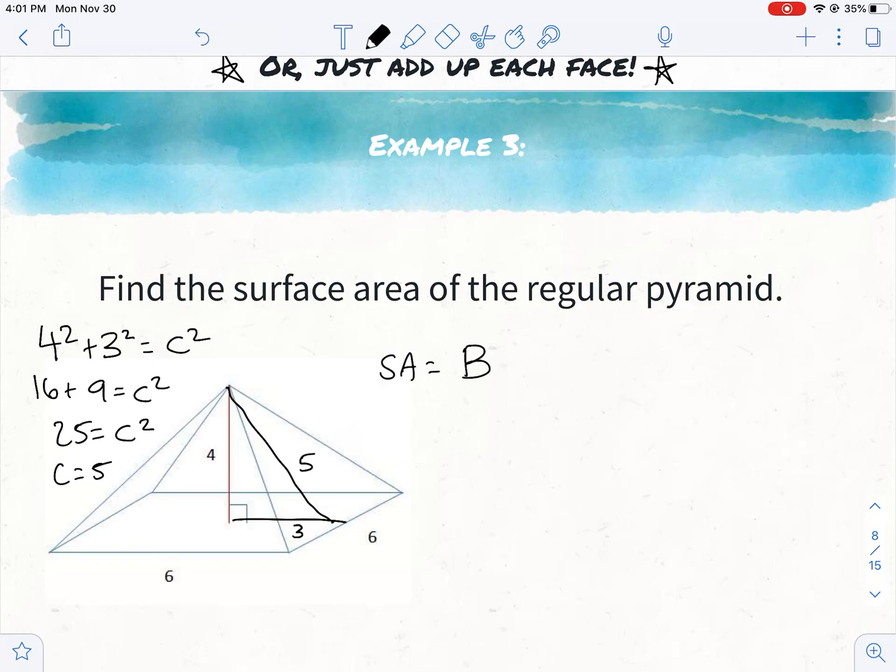My formula for a pyramid is base plus 1/2 the perimeter times the slant height. My base is just 6 times 6. The perimeter of my pyramid, the base perimeter, is 6 times 4, or 24, and we found that slant height using the Pythagorean formula, 5. I'm going to add all of this up. I have 36 plus 1/2 of 24, which is 12, times 5, and when I add 36 and 60, I get 96.